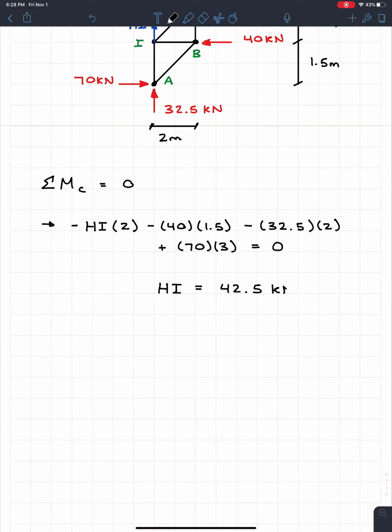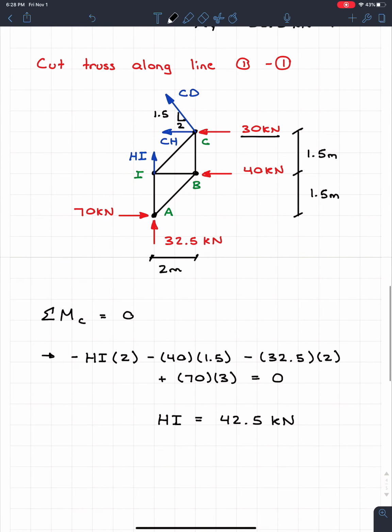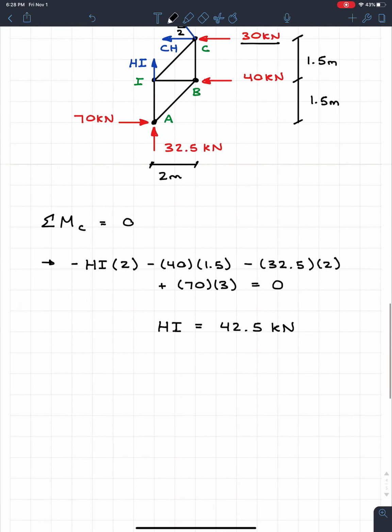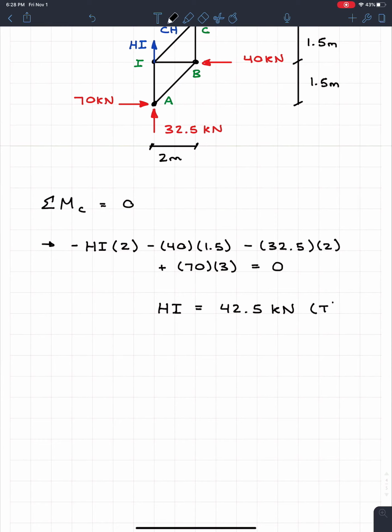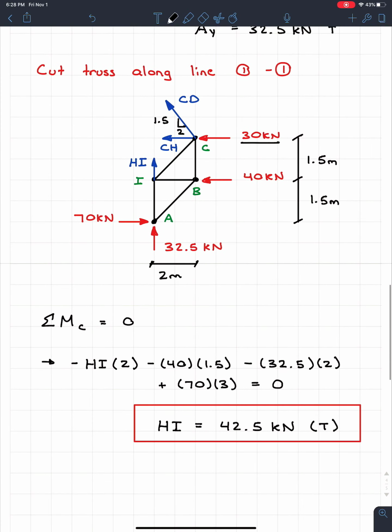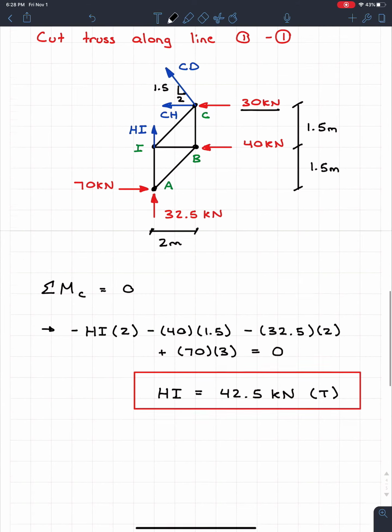What you'll see is this is a positive answer, and just like the method of joints, we always assume tension. So if we get a positive answer, this means that this is in tension. So we can highlight this answer. We're good to go. Perfect. So we can move on. If I look at this truss now, if I take the sum of the forces in X, I got CD and CH in there, and I don't know either one of them, so that's not a good idea. But if I look at the sum of the forces in Y now, I got HI and CD, and I now know HI, so I can actually solve that equation.